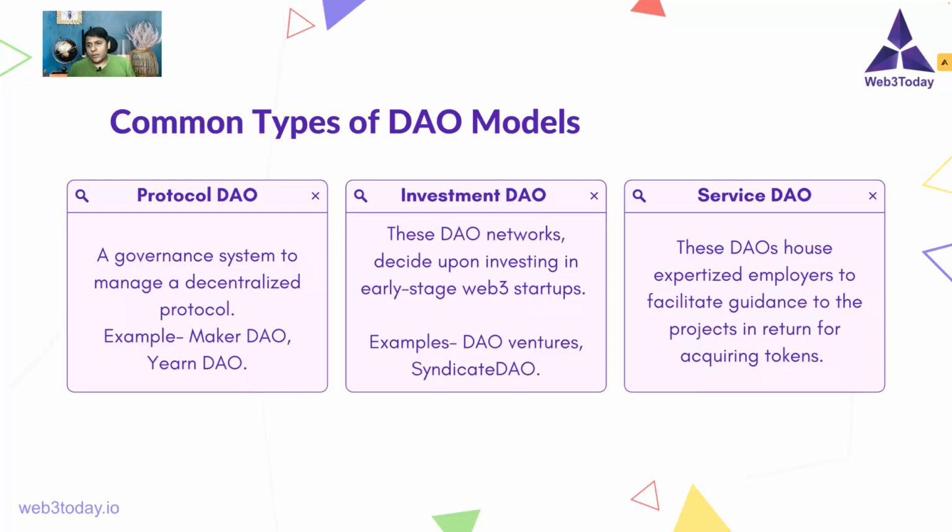Protocol DAO is a governance system required to manage a decentralized protocol. A protocol is a blockchain network which has a new consensus mechanism and rules and regulations that are governed by the protocol. For example, MakerDAO and YearnDAO. These kinds of DAOs are essentially a protocol. MakerDAO is an AMM protocol, right?